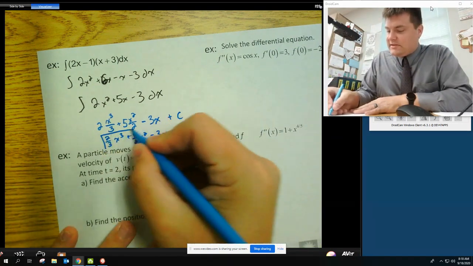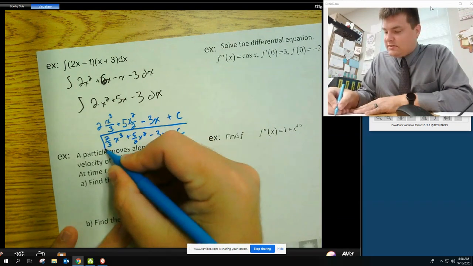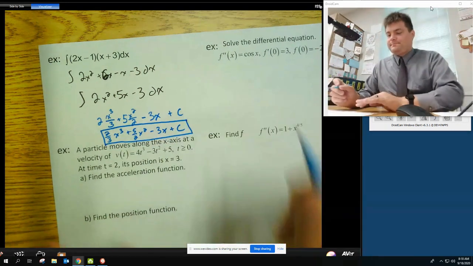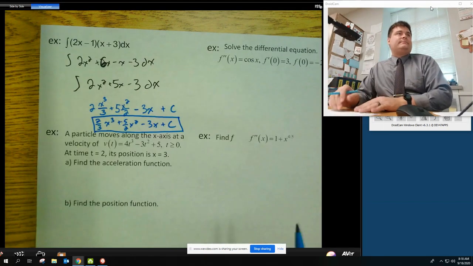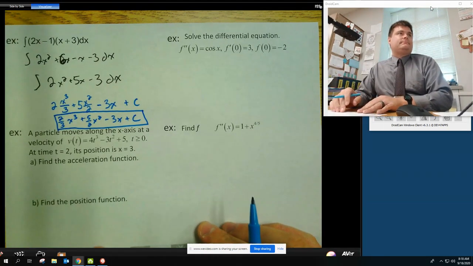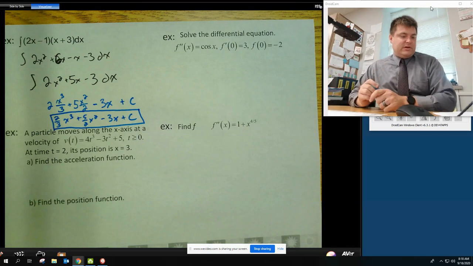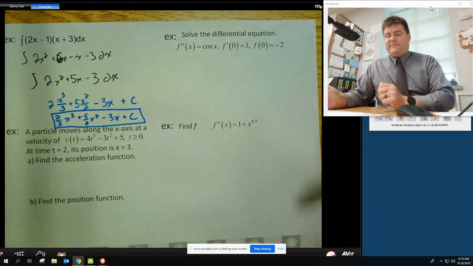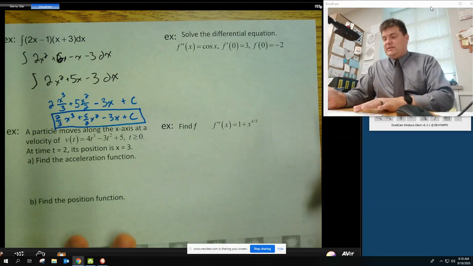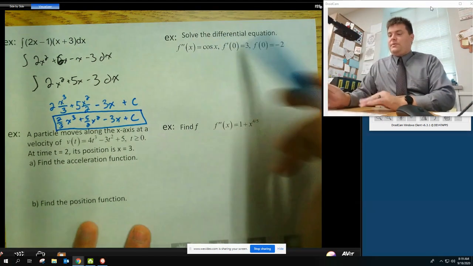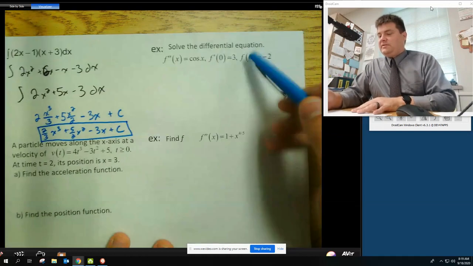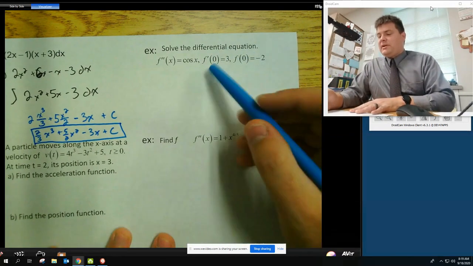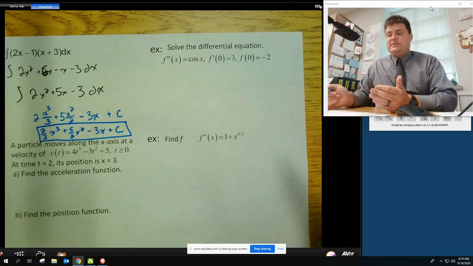And that is what you're going to get right there. Okay? So we can also do this by solving for our constant as well, because sometimes we'll be given information that will help us find our constant. So for instance, we're going to go with this one right here.